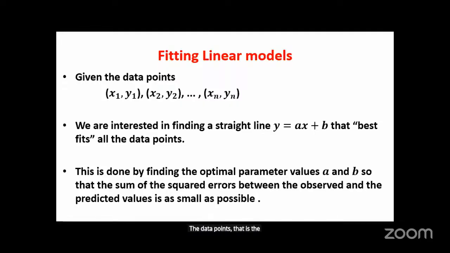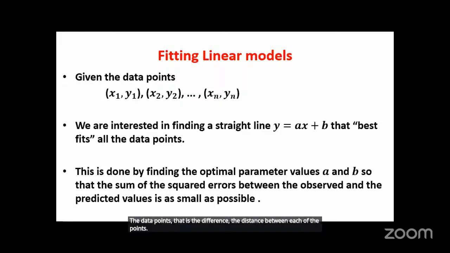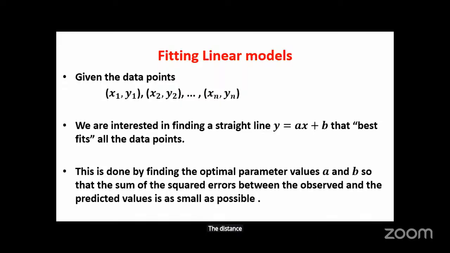data points. That is, the distance between each of the points and this line should match as much as possible. I can have another line here. Let's assume this is another line. Now, out of all these lines, which one of them matches the data points as closely as possible?